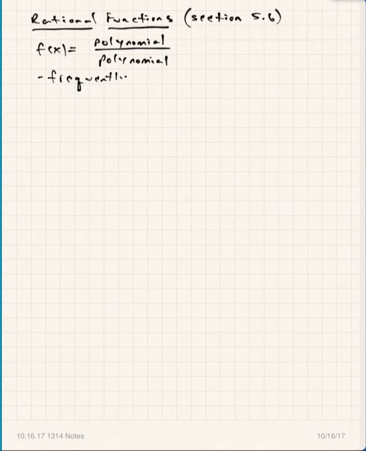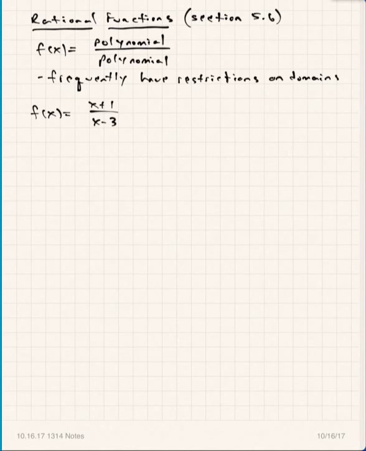We've talked about this kind of function. They frequently have restrictions on the domains. Remember that the denominator of a fraction cannot be equal to 0. So, you know, a simple rational function like this, we know that x minus 3 is equal to 0 when x is 3. And so x in this function cannot be equal to 3. Right? There's a restriction on the domain for this rational function. And so the domain here is going to be from -infinity to 3. I'm not -3, but 3. And then union 3 to infinity.